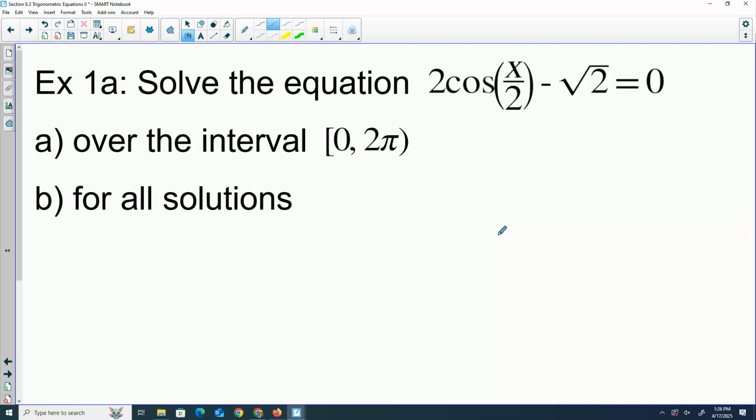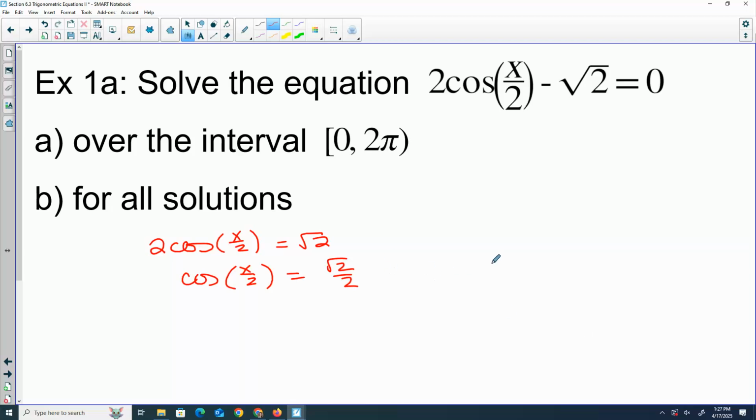I wanted to solve this equation. We start out solving it just like normal. So my angle is x over 2. I'm not going to let that change anything yet. If I want to solve this for cosine, we get the cosine by itself. We divide by 2. And we're just finding when cosine is equal to radical 2 over 2.